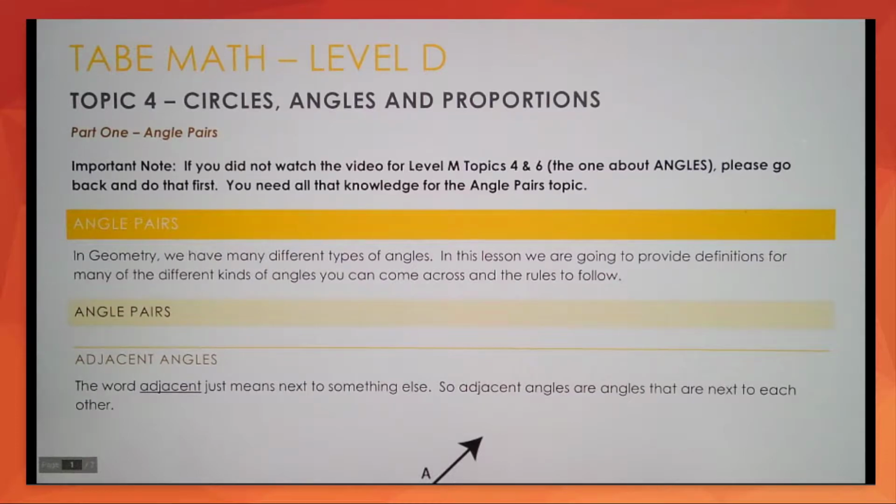We're going to go ahead and work today on level D of the math course, and this is the fourth topic, which is all geometry. The main ideas are talking about circles. We're going to dive into some more detailed information about different types of angles, and we're going to talk about proportions of different shapes.